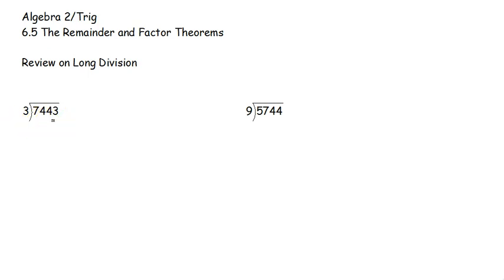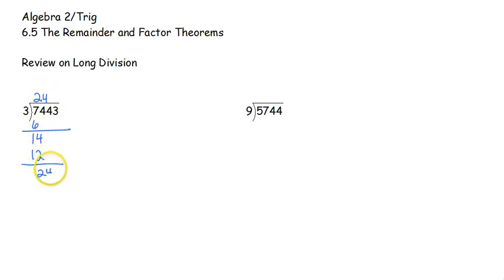So if we want to take 7,443 and divide it by 3, we see how many times does 3 go into 7? That can go at most 2 times. 2 times 3 is 6. We subtract that, so 7 minus 6 leaves us with 1. We bring down the 4. How many times can 3 go into 14? That's only 4 times. 4 times 3 gives us 12. Again, we subtract 14 minus 12, which leaves us with 2.